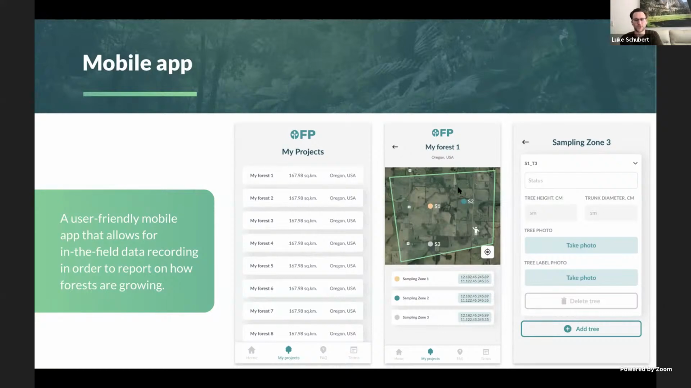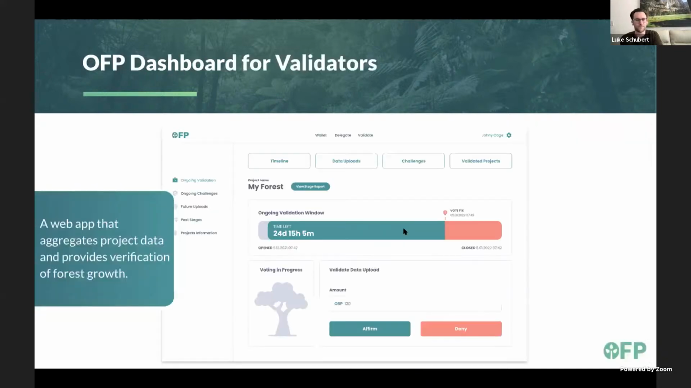So all these different forest projects, sampling plots right here, and then the map of the whole project area. We also have a dashboard for validators to evaluate the data. We model it off of prediction markets like Augur or Flux Protocol, if you're familiar with those. So validators have a game theory mechanism in place to incentivize voting for the right option.